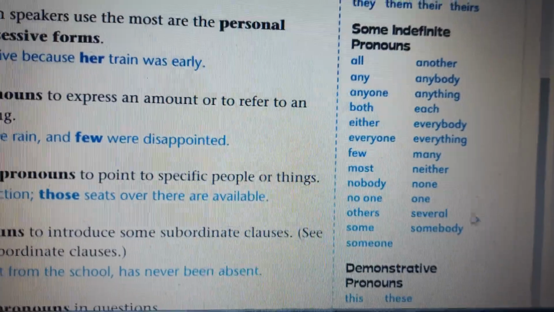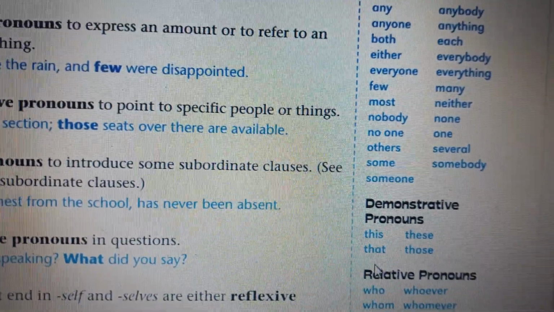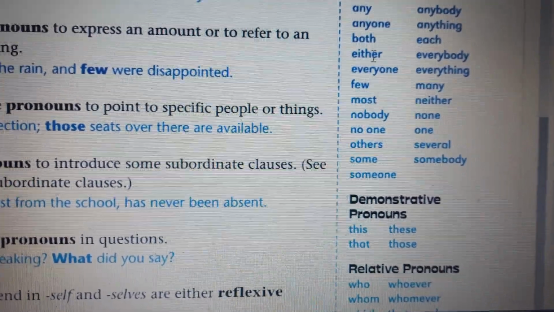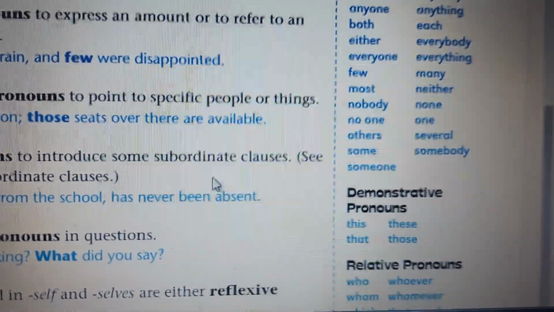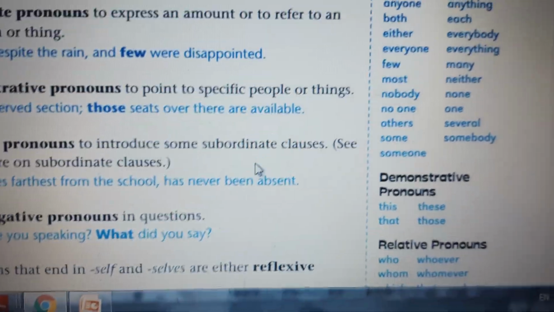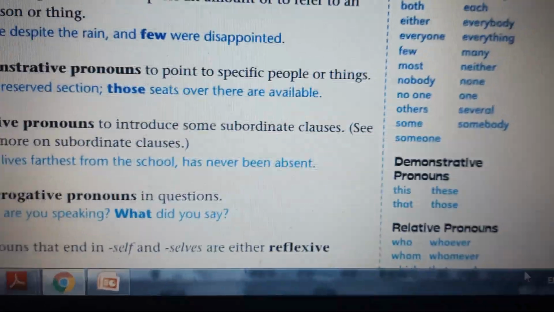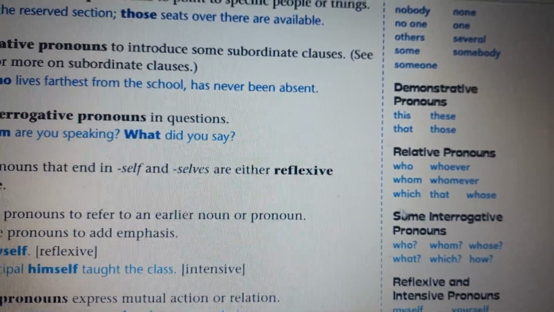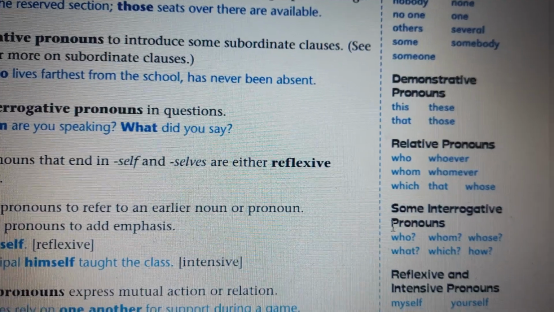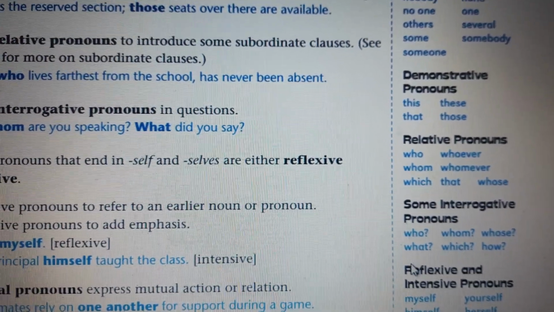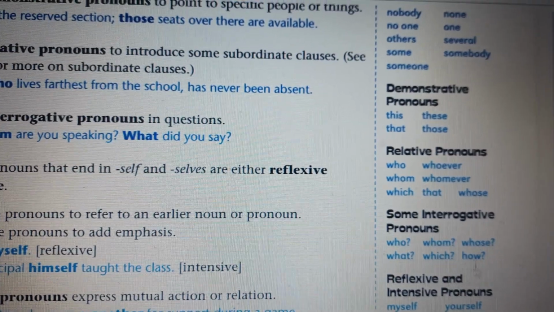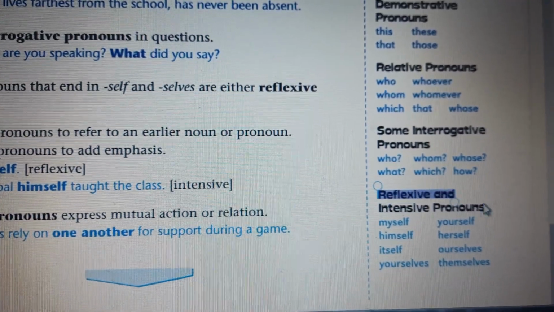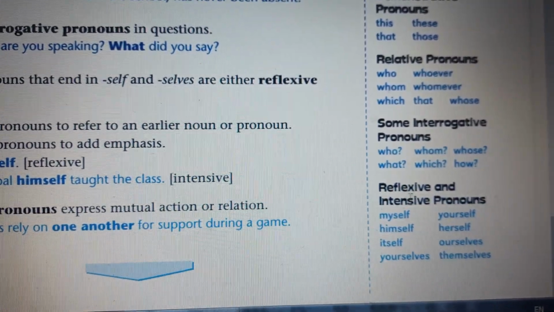Okay, and here we have demonstrative pronouns: this, that, these, those. You just have to know them. You have to know this name: demonstrative, personal, etc. Let's say you've been asked about pronouns, you have to answer. And here we have relative pronouns: who, whoever, whom, whomever, which, that, whose. And interrogative pronouns: who, what, whom, which, whose, and how. I just want you to read these and read this main name, or the title, so you can answer.